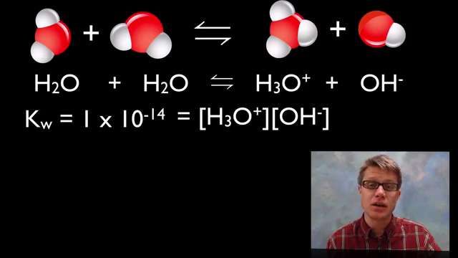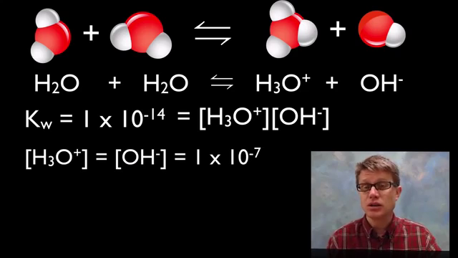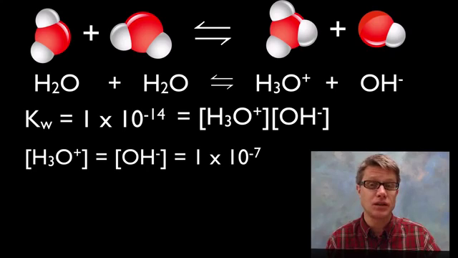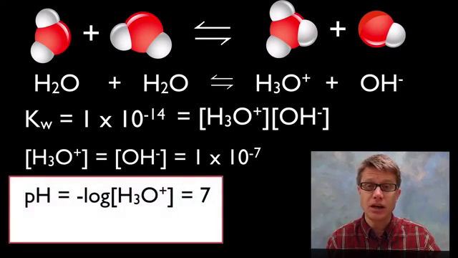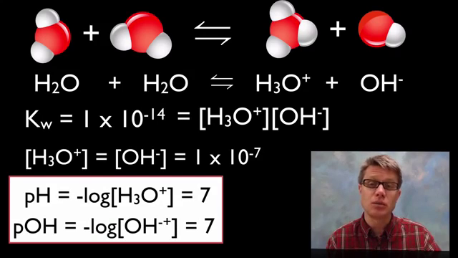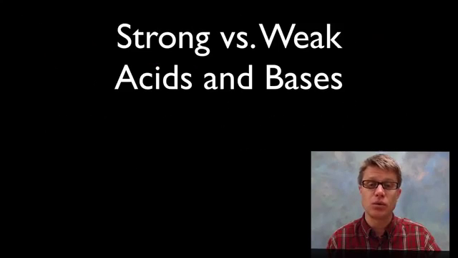Since it's 1 times 10 to the negative 14th, then we can just figure out that the concentration of hydronium and hydroxide, therefore, must be 1 times 10 to the negative 7th. Therefore, pH, which is the negative log of the hydronium, is 7. It's easier to deal with it that way than these really, really ridiculously small numbers. Likewise, pOH is going to be 7 as well. So if we add pH and pOH, it'll always add up to 14.